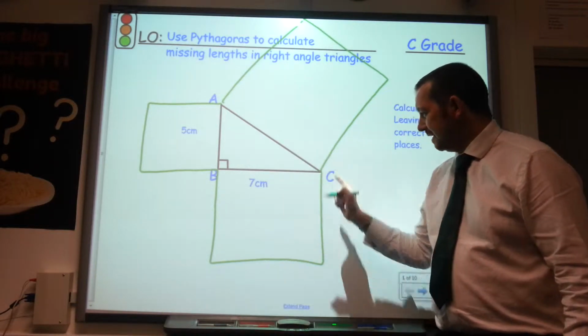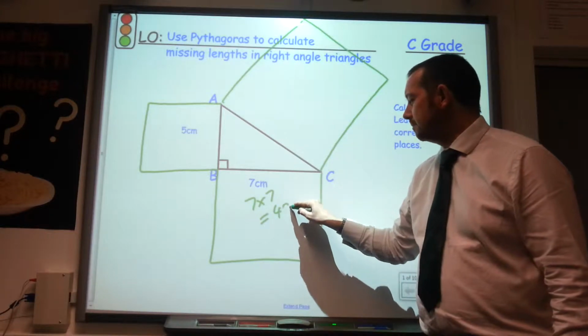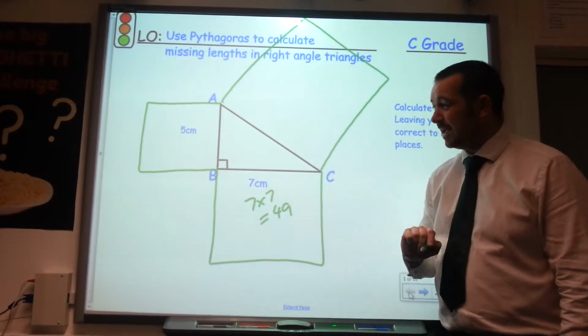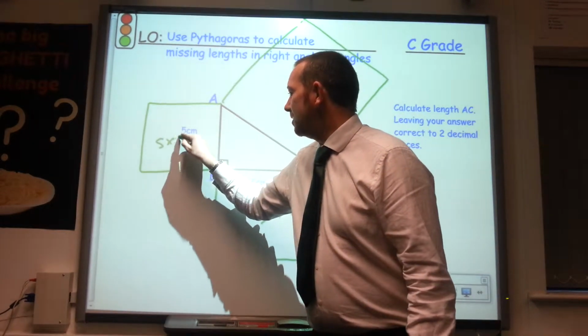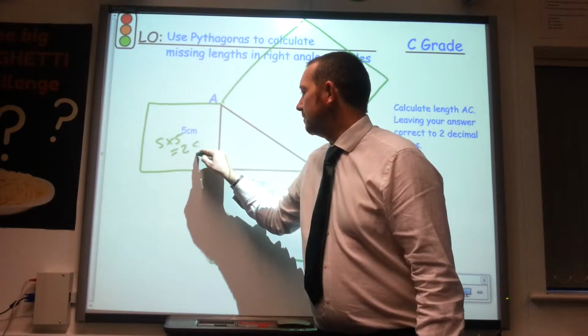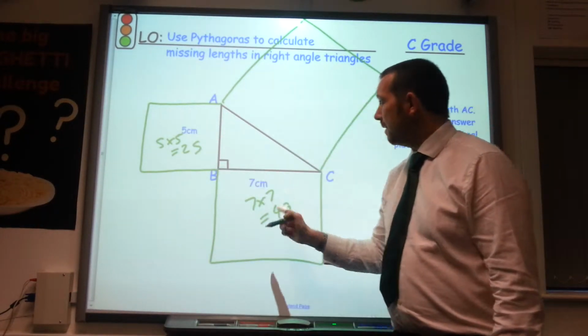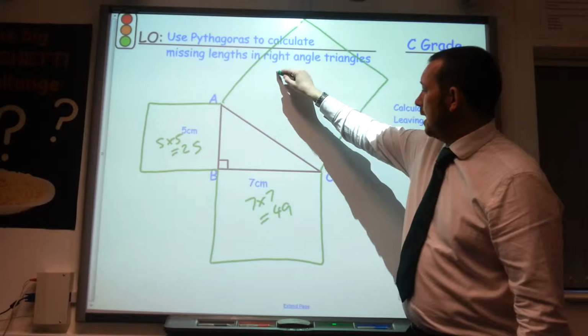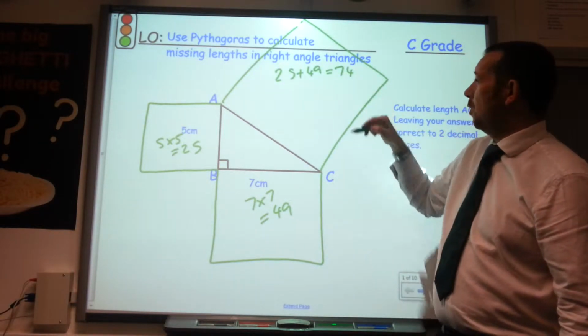Now, the area of that square there, how are we going to work that out? Well, if that's 7, that's 7. So it's going to be 7 times 7, which is 49. And over here, the area of this square is 5 times 5, which is 25. So Pythagoras realised that if I add those 2 together, then that will make the area of that square. So that is 25 plus 49, that is 74.